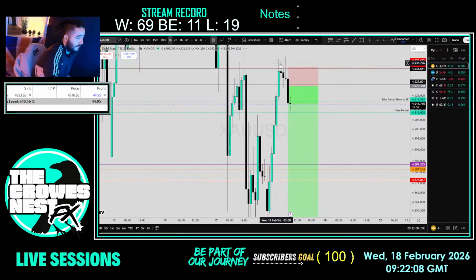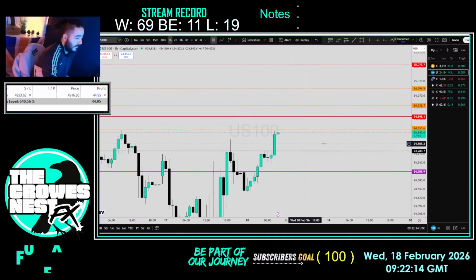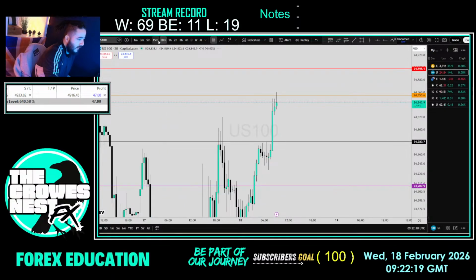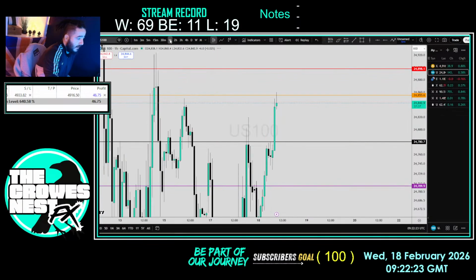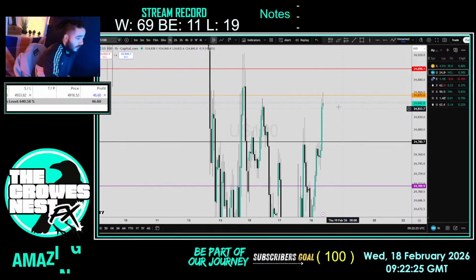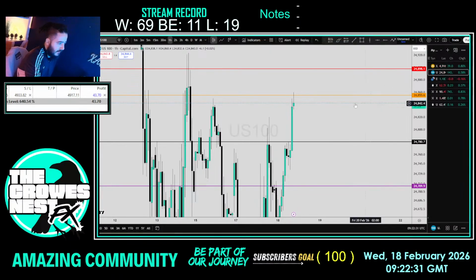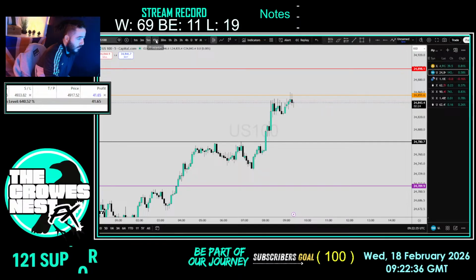Interesting. New one, drivers. What's NAS doing then? Did it hit? So it's hit that zone now. I haven't taken it. I don't like how the 1 closed. There are reasons to come back down though. So the 1 has opened up. I thought it had the bottom wick. Where did I see it?